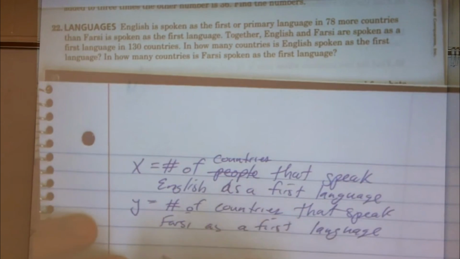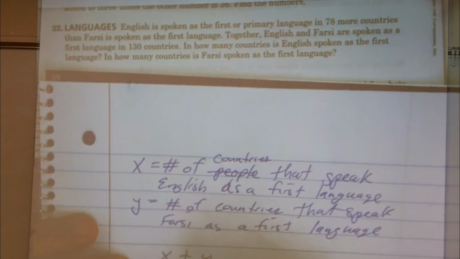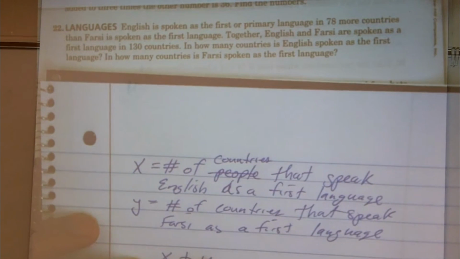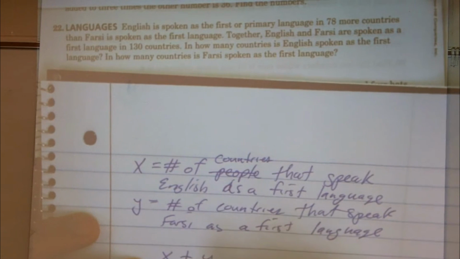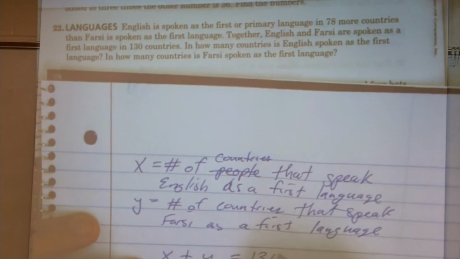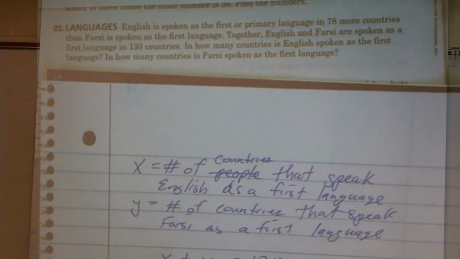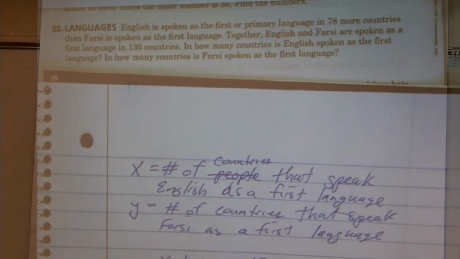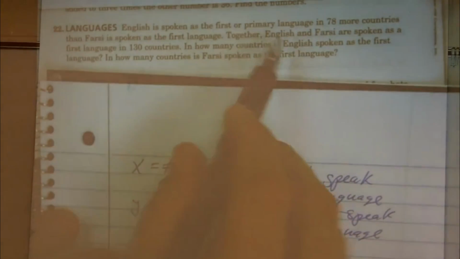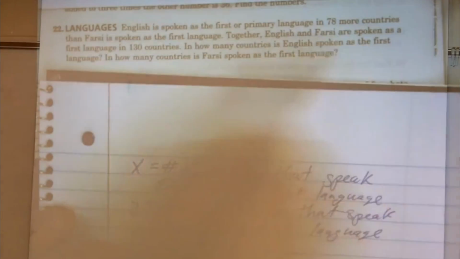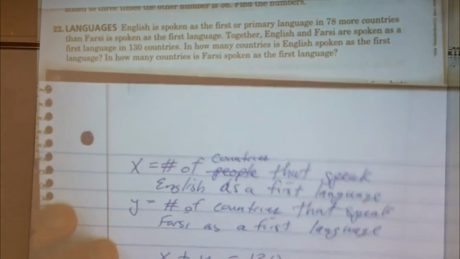So it says x plus y, the number of countries that speak English plus the number of countries that speak Farsi, equals 130 countries. Right? So it says right there, together, English and Farsi are spoken as the first language in 130 countries.